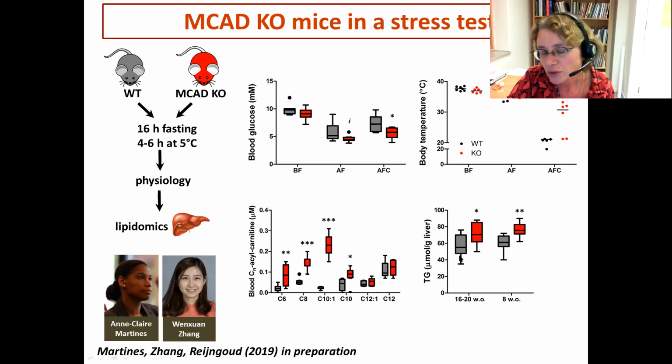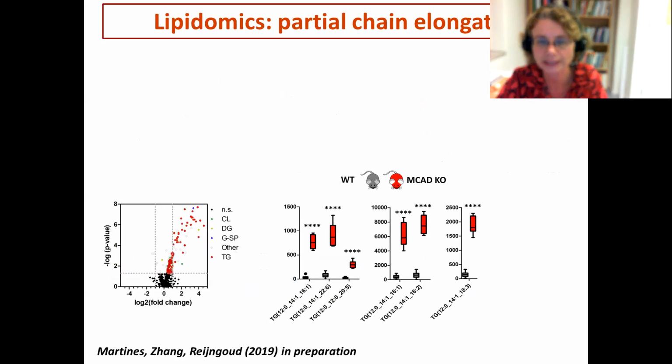What we also saw was an increase in triglycerides. So these are the storage versions of our lipids. And this was more significant in younger mice. So these were 16 weeks old, so we would call them adults. These were 8 weeks old, we would call them young mice. You saw they started accumulating fat in the liver, which is also what you sometimes see in patients to some extent, not severely, but to some extent.